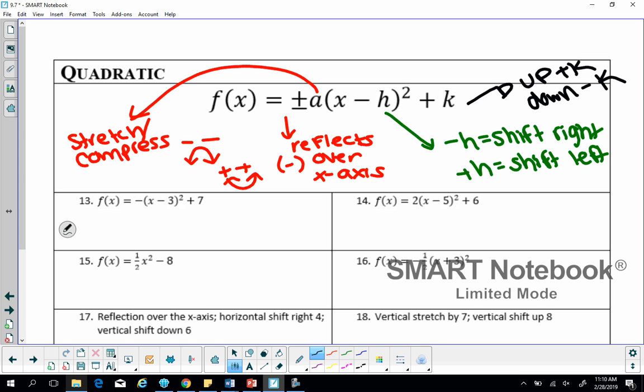So stretch just means it's a number bigger than 1. Compress means it's going to be like a fraction.